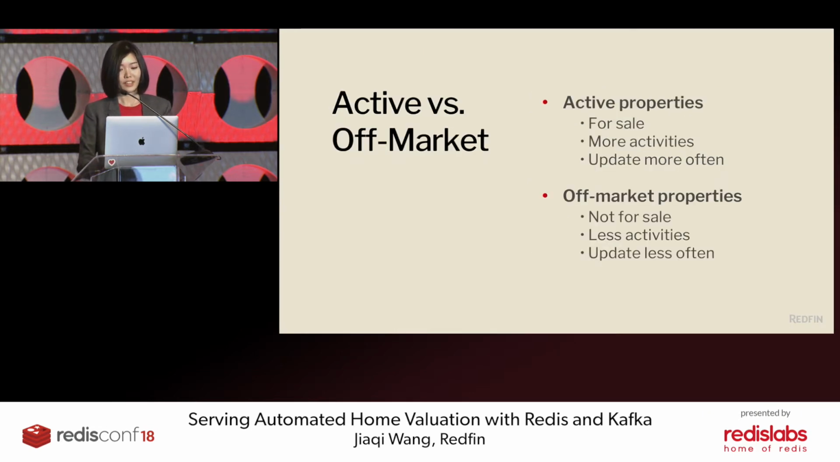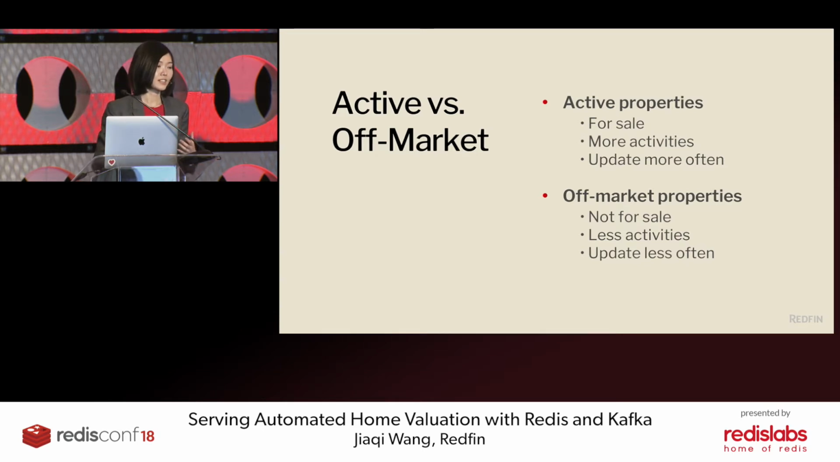So the way we address this problem is by treating data with different characteristics differently. And the data here we're looking at are properties. We split all of the properties into 2 categories: the active properties that are on the market for sale, as well as off-market properties that are not for sale.